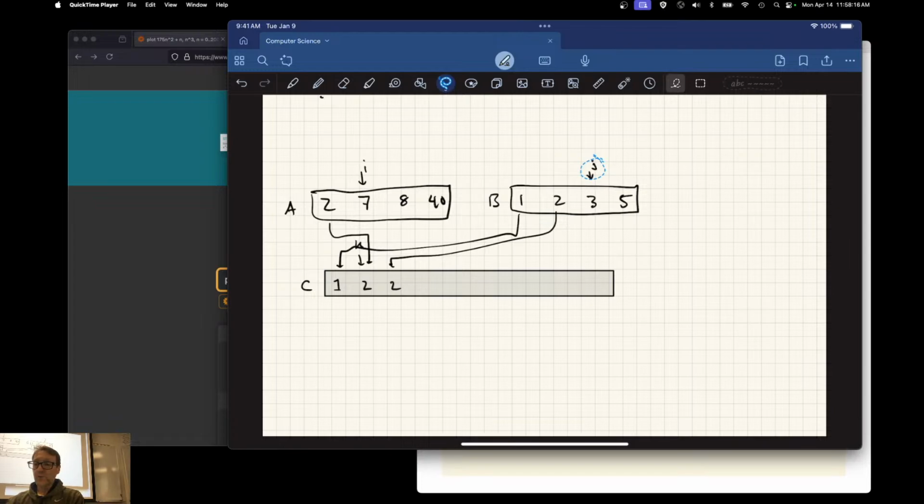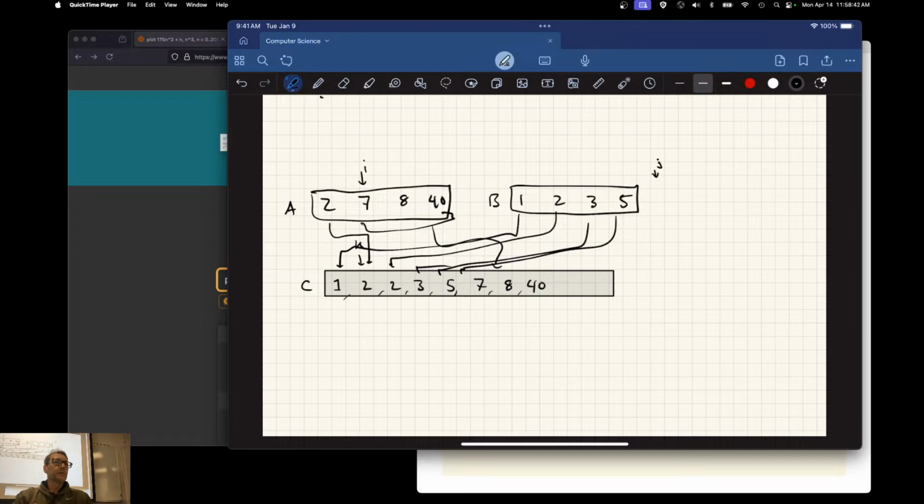You can fast forward here. 3 gets copied. 3 gets copied. 5 gets copied. Right? At that point, j is no longer pointing to anything valid. Do we need to make any more comparisons? Just zipper everything over. All of this stuff gets copied over. 7, 8, and 40. There we go. I've merged those two together.